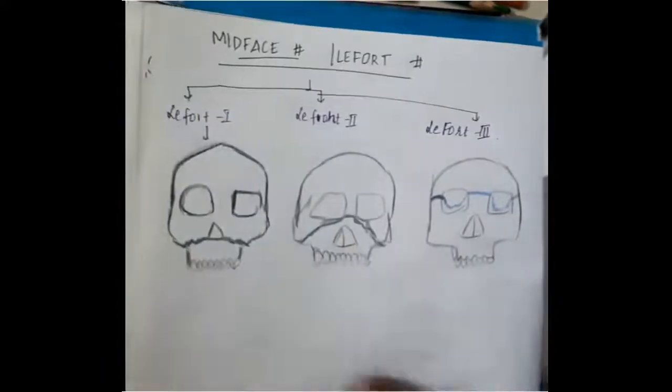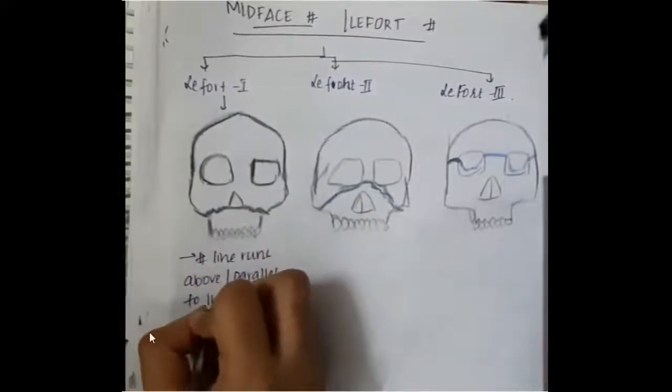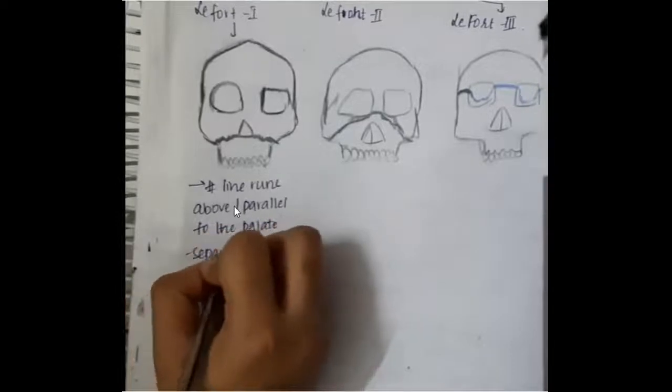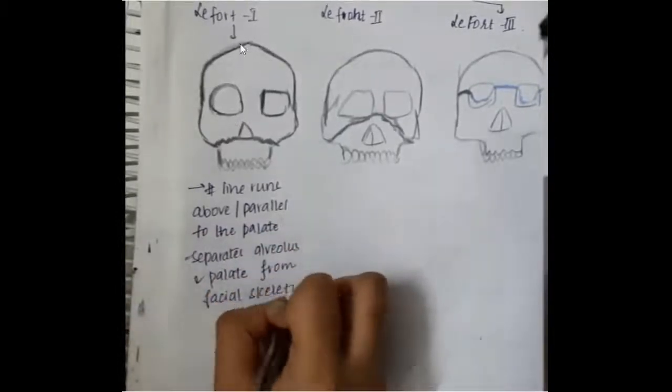Then Le Fort 1, here the fracture line runs parallel to the palate and it separates the alveolus from the facial skeleton.